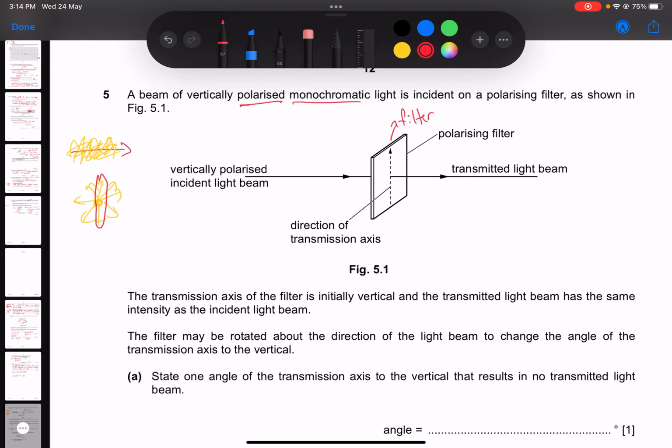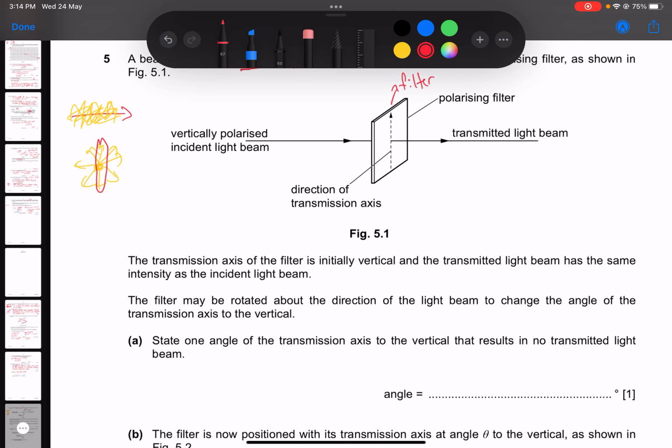Okay. So you may rotate the filter a little bit and change some intensity. It will definitely affect the intensity. So we have an incident light and a transmitted light. Before entering the filter, it's called incident. After it exits the filter, it is transmitted light.